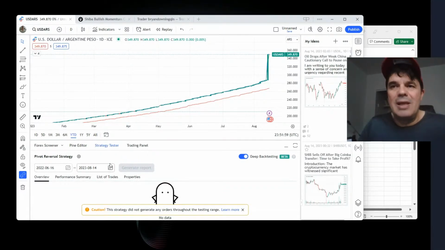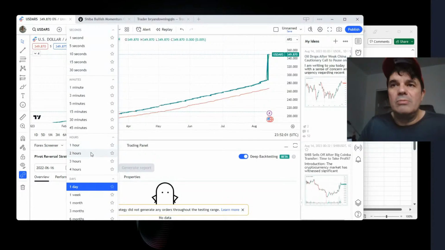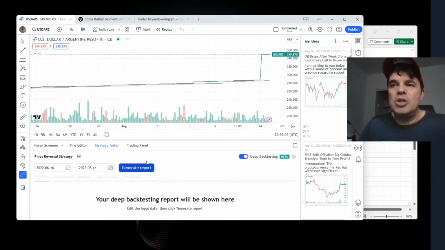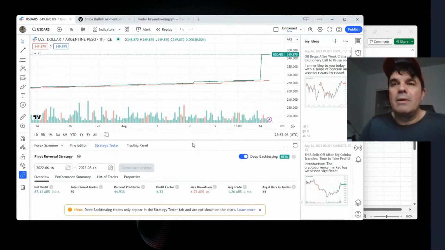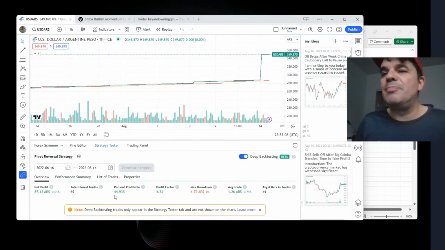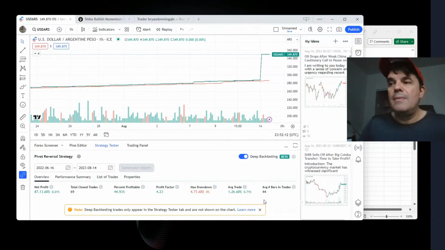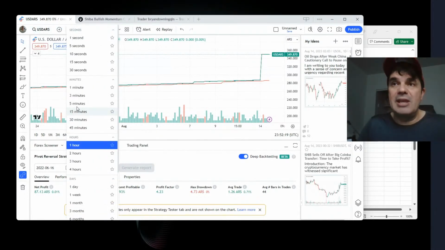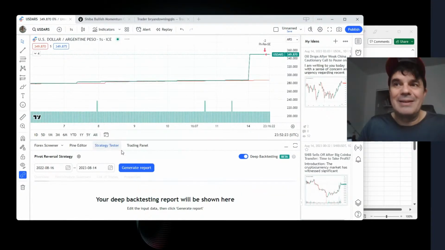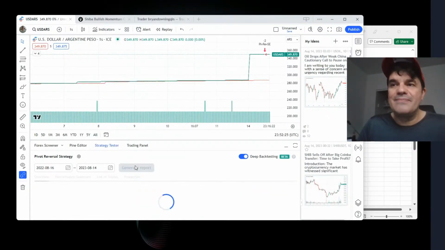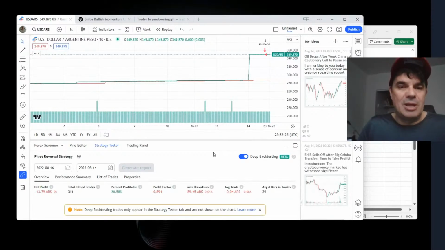So no trades, but let's do a 1 hour, generate a report. Yeah, actually, already profit factor 4.23. This may be a good one down the road. I'm just playing around here. I don't know if you know, but you can do this one, 1 second. So if things got really crazy, and I'm sure there's a lot of volume on this pair.